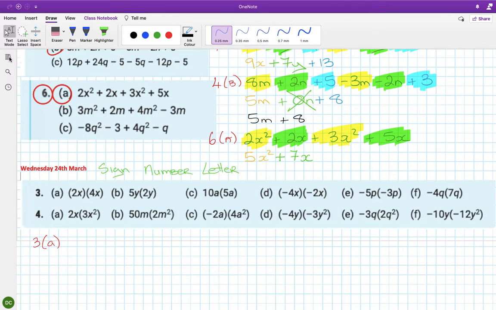Okay? So, the first one here, neither of them have any sign, which means they're both plus. So that means the signs are the same. So that means the answer is plus. The numbers is 2 by 4, which is 8. And the letters, there's an X in the first and an X in the second. So that means we have 2 X's. And we write that as X squared.